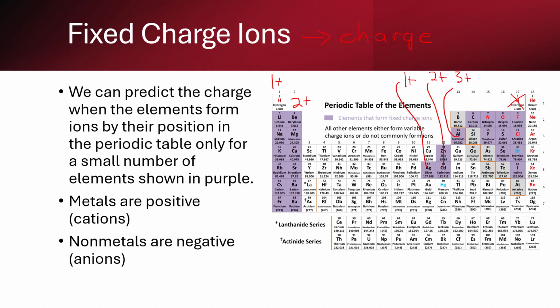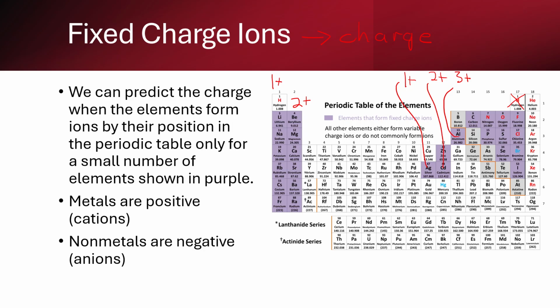Now, for the positive ones, the metals, you can look at the last digit of the group number that these elements are in to get their charges. So aluminum's in group 13, it goes 3+. Beryllium is up there at the top of group 2, it goes 2+. Whatever the last digit of that group number is, that will tell you its charge as a positive. That's great for metals. Non-metals, it's a little bit of a different story.